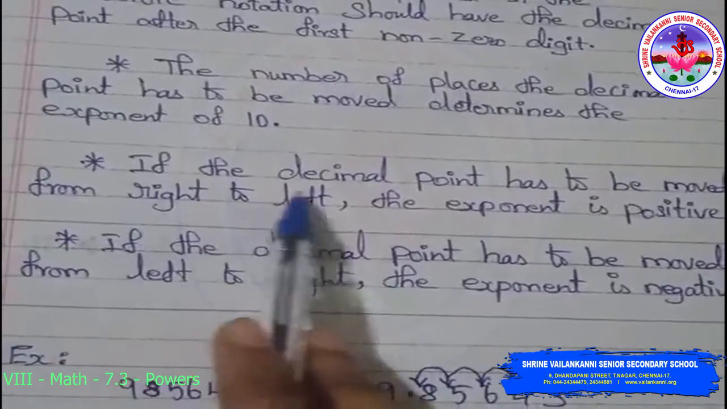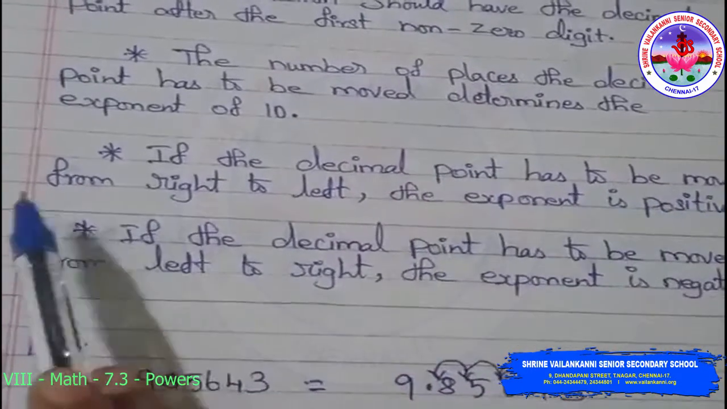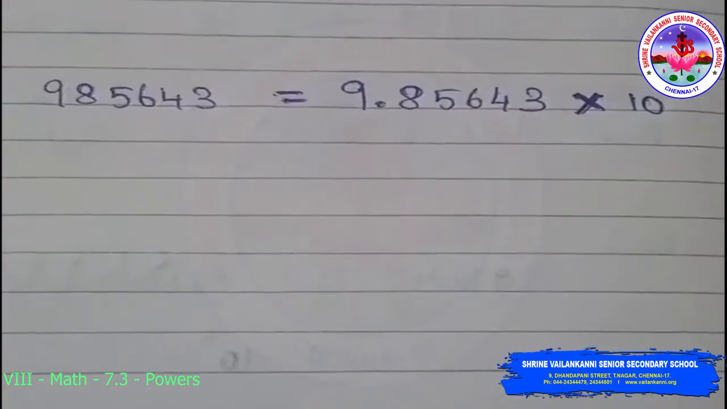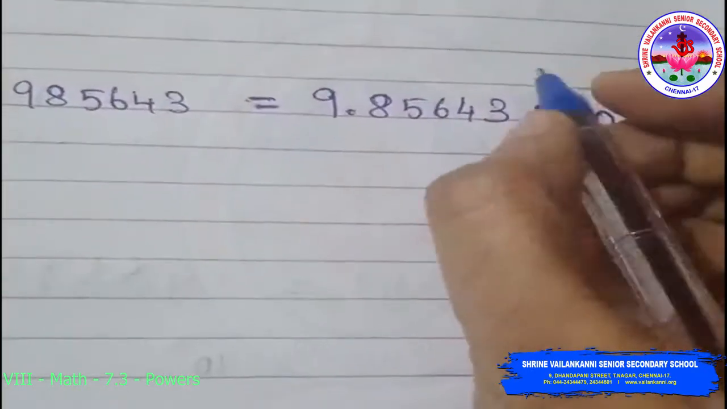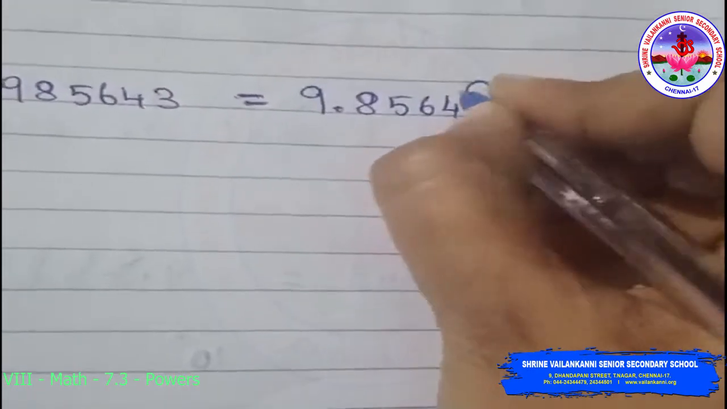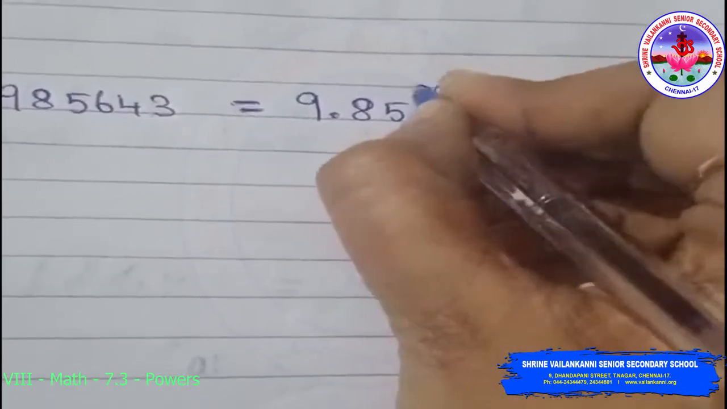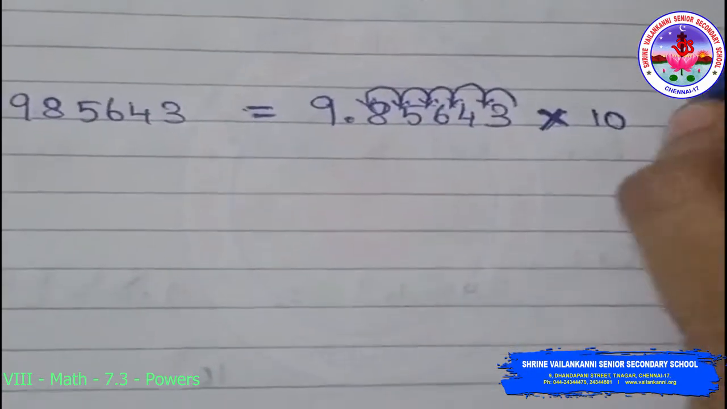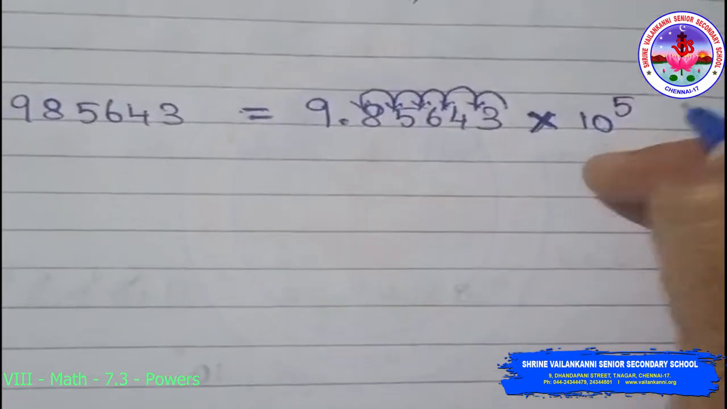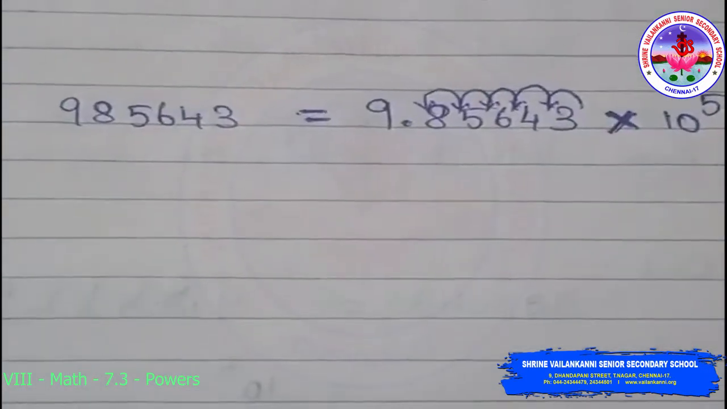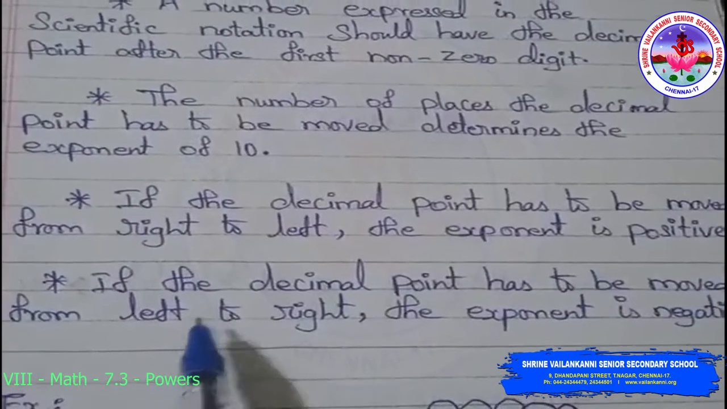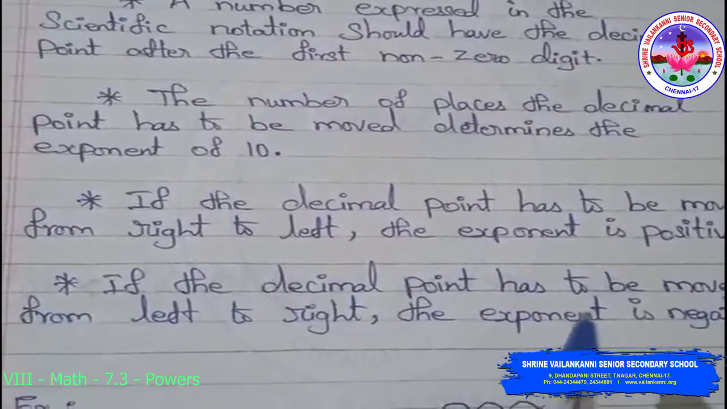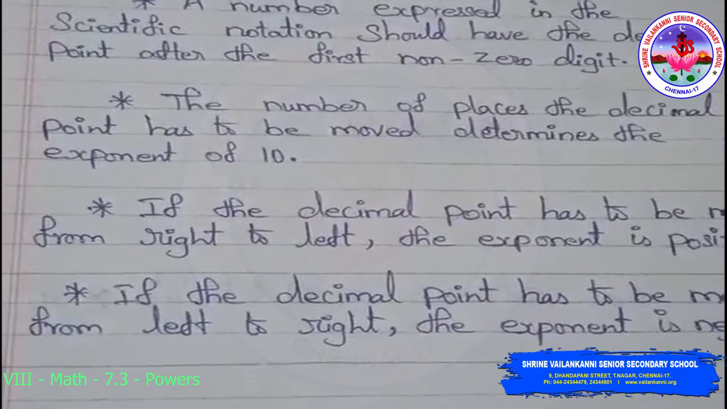Third, if the decimal point has to move from right to left, the exponent is positive. Here the decimal is moved right to left. So 1, 2, 3, 4 and 5. So the exponent power is positive. So 5 is 10 to the power of positive 5. The fourth point, if the decimal point has to be moved from left to right, the exponent is negative.